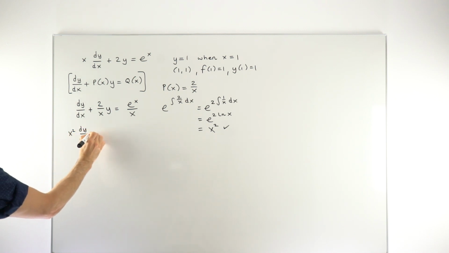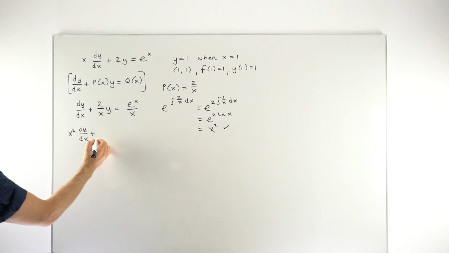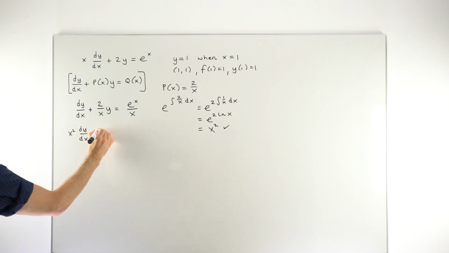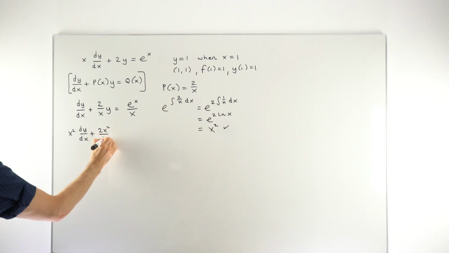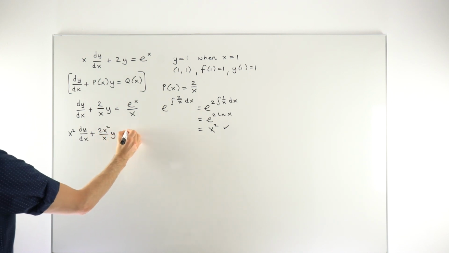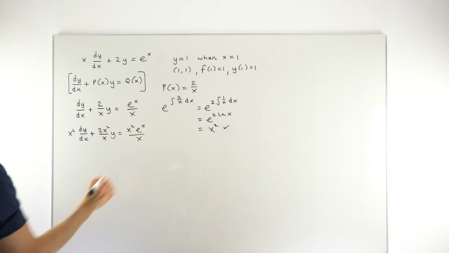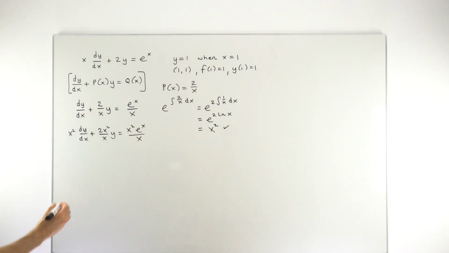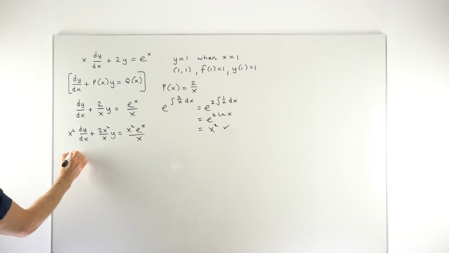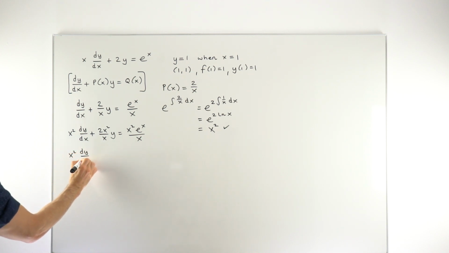You don't necessarily need this line of working, by the way, but I'm just going to put it in anyway. So we would then get 2x squared over x times y equals x squared e to the x over x. We can see that some of these terms can be simplified. So the first term is fine. We're just going to leave that. So that's x squared times dy dx.